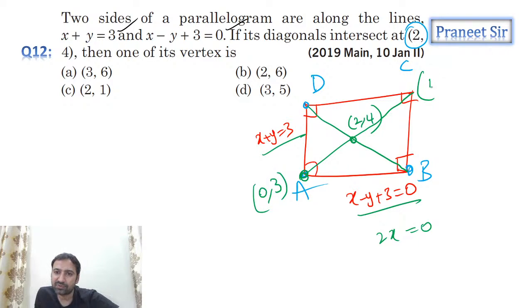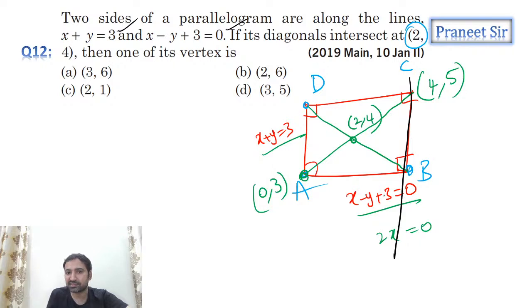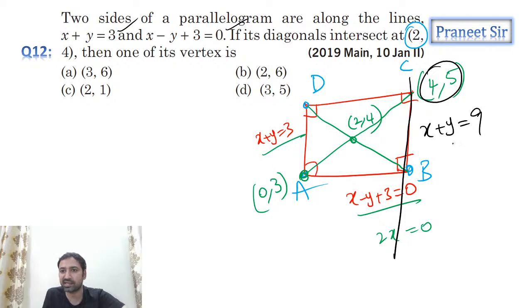Isn't it 4, 5? Why? Because midpoint of AC should be equals to 2, 4. Correct? Once we got this, can I calculate this line equation, guys? It should be parallel to this. So this line should be x plus y is equals to some constant, but it passes through 4 comma 5. So can I say that it is 9?